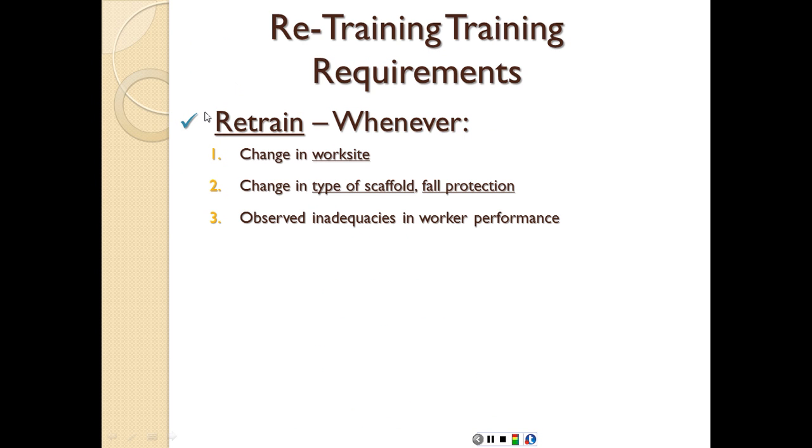You have to retrain whenever you change the work site, because each site might have its own characteristics. Retrain when there is a change in the type of scaffold or fall protection measures, for example if you're going to use PFAS versus handrails or guardrails. Also retrain for observed inadequacies in worker performance. If you notice that some of the workers are not paying close attention to the safety precautions for working on scaffolds, then you must retrain them.